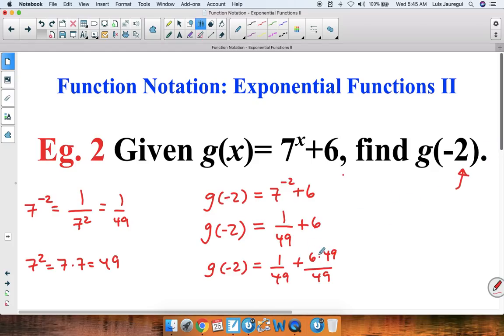So let's multiply the 6 times the 49. 49 times 6 will be worked out over here on this side. 6 times 9 gives you 54. We carry the 5 over. And then 6 times 4 is 24 plus 5 gives you 29. So 6 times 49 is 294.